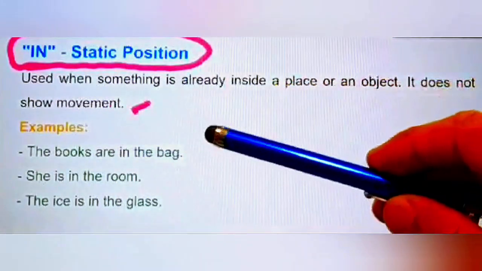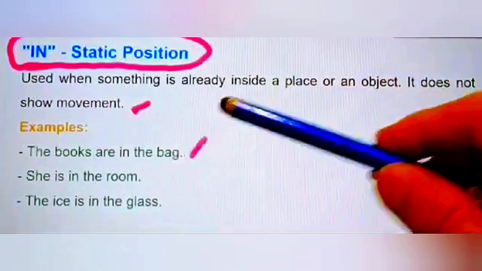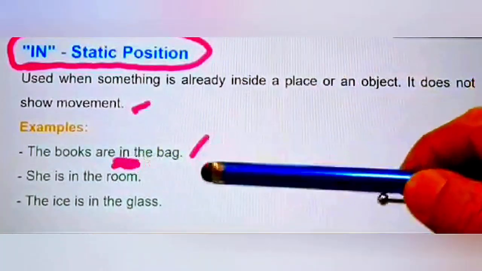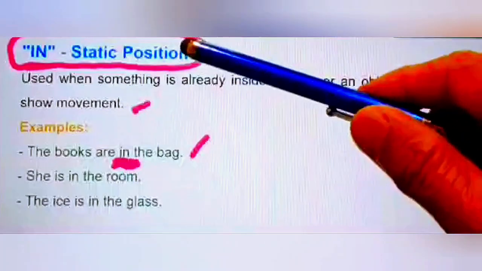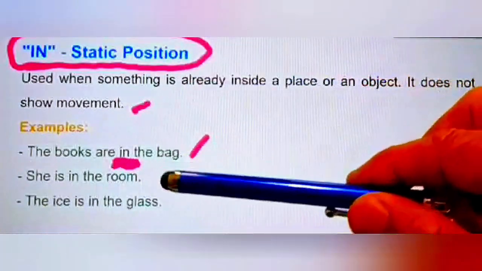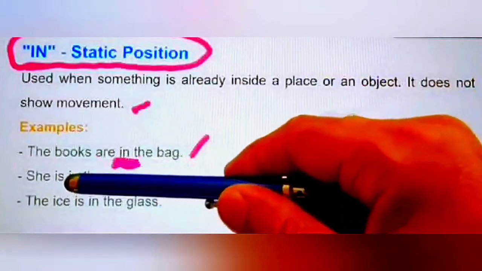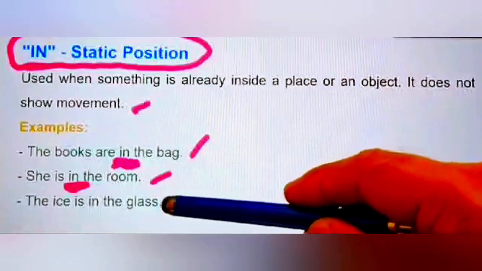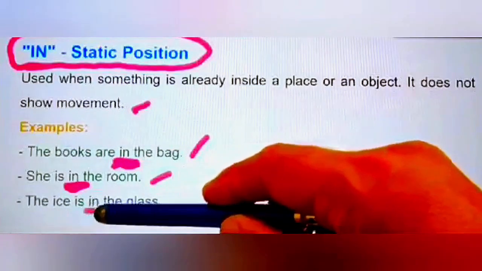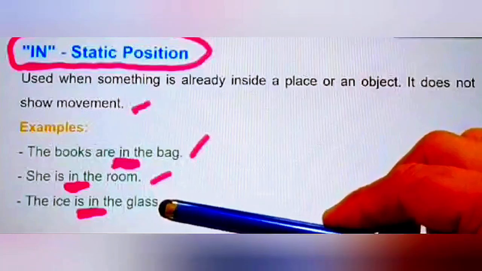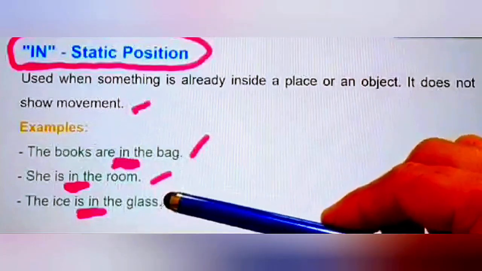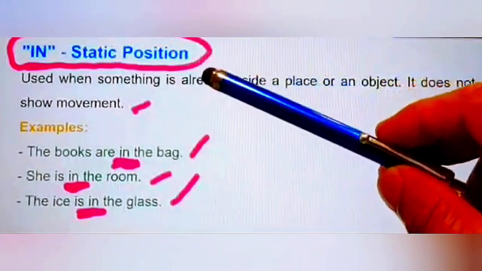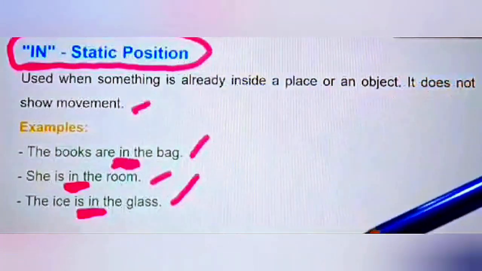For example, the books are in the bag. The books in the bag do not have any movement. They are in a static position. Another example here: she is in the room. And one more example: the ice is in the glass. The ice is already in the glass and does not have any movement. Thus, these describe static position.